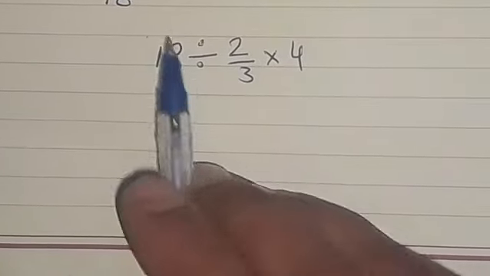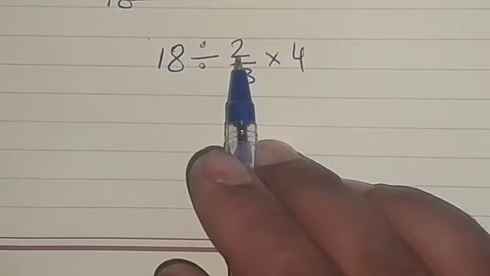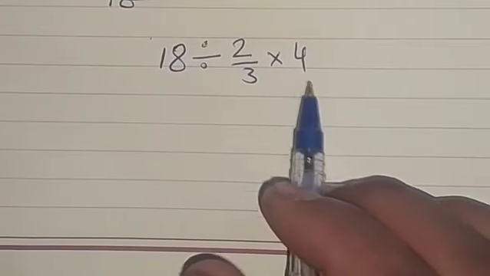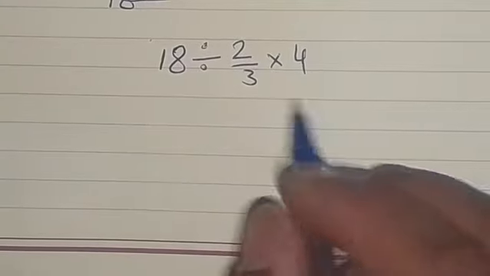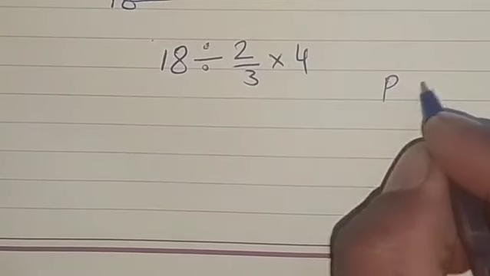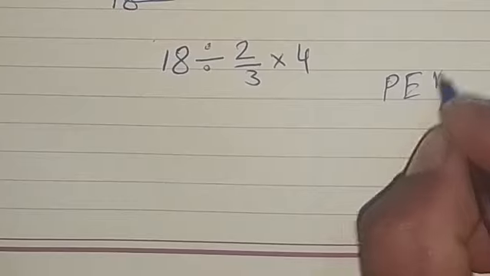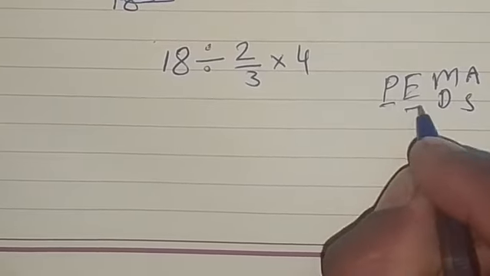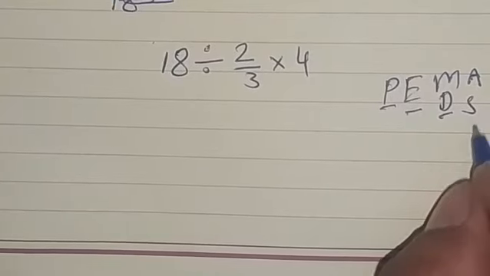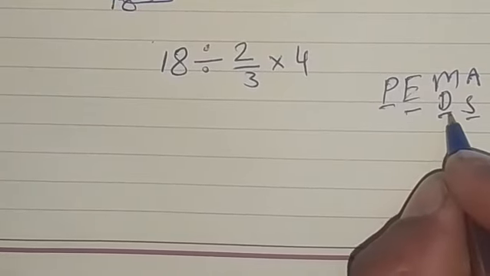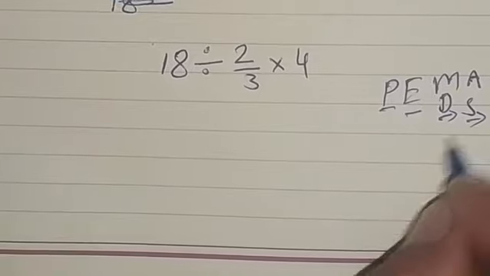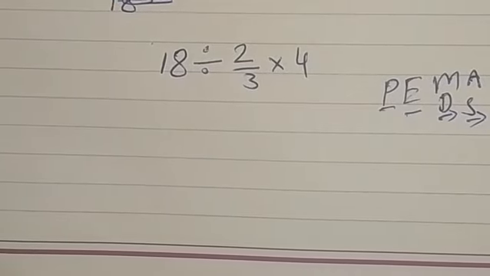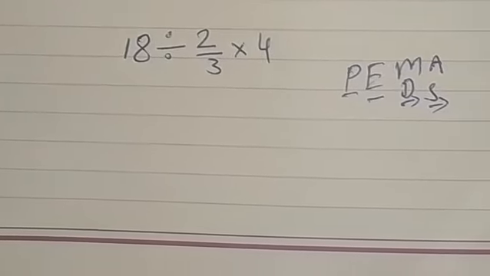Today we find the value of this expression: 18 divided by 2/3 multiplied by 4. Now we solve it by the rules of mathematics, PEMDAS. According to the PEMDAS rule, first we solve parentheses, then exponents, then multiplication or division, and then addition or subtraction. Multiplication or division we solve from left to right, and addition or subtraction we solve from left to right.